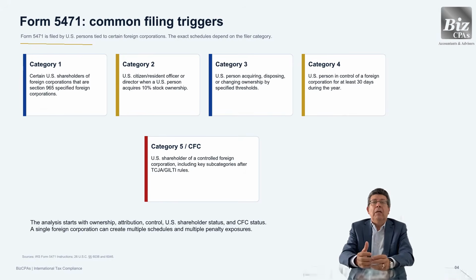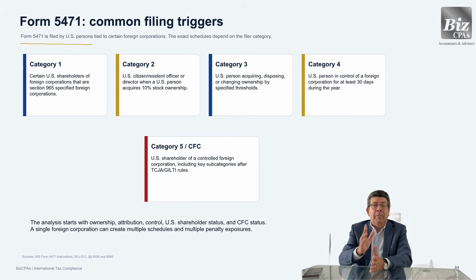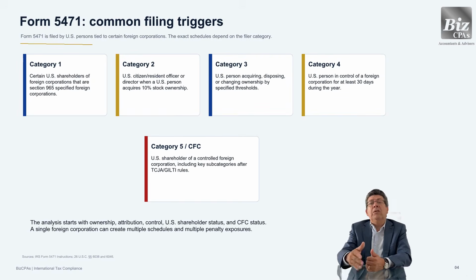Category 3 applies to U.S. persons. Again, a U.S. person means an entity or an individual who acquires, disposes of, or changes ownership during the year by 10% of a foreign company. Category 4 gets deeper. It is a U.S. person that somehow controls a foreign corporation, and by control I mean 50% or more, for at least 30 days during the year.